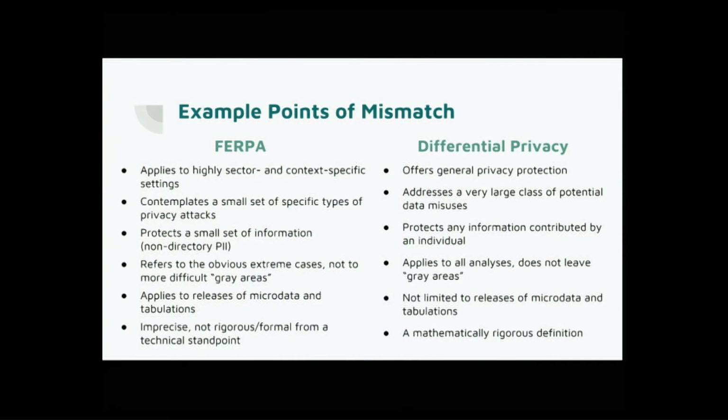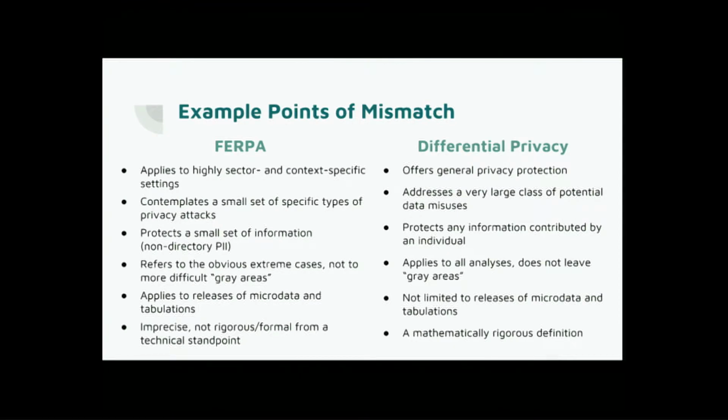FERPA seems to contemplate a small set of specific types of privacy attacks. In the guidance on FERPA, they seem to be referring to record linkage attacks, but they don't provide much guidance on how to think about other types of inferential attacks, whereas differential privacy addresses a very large class of potential data misuses. FERPA protects a small set of information defined as non-directory, personally identifiable information, whereas differential privacy protects any information contributed by an individual.